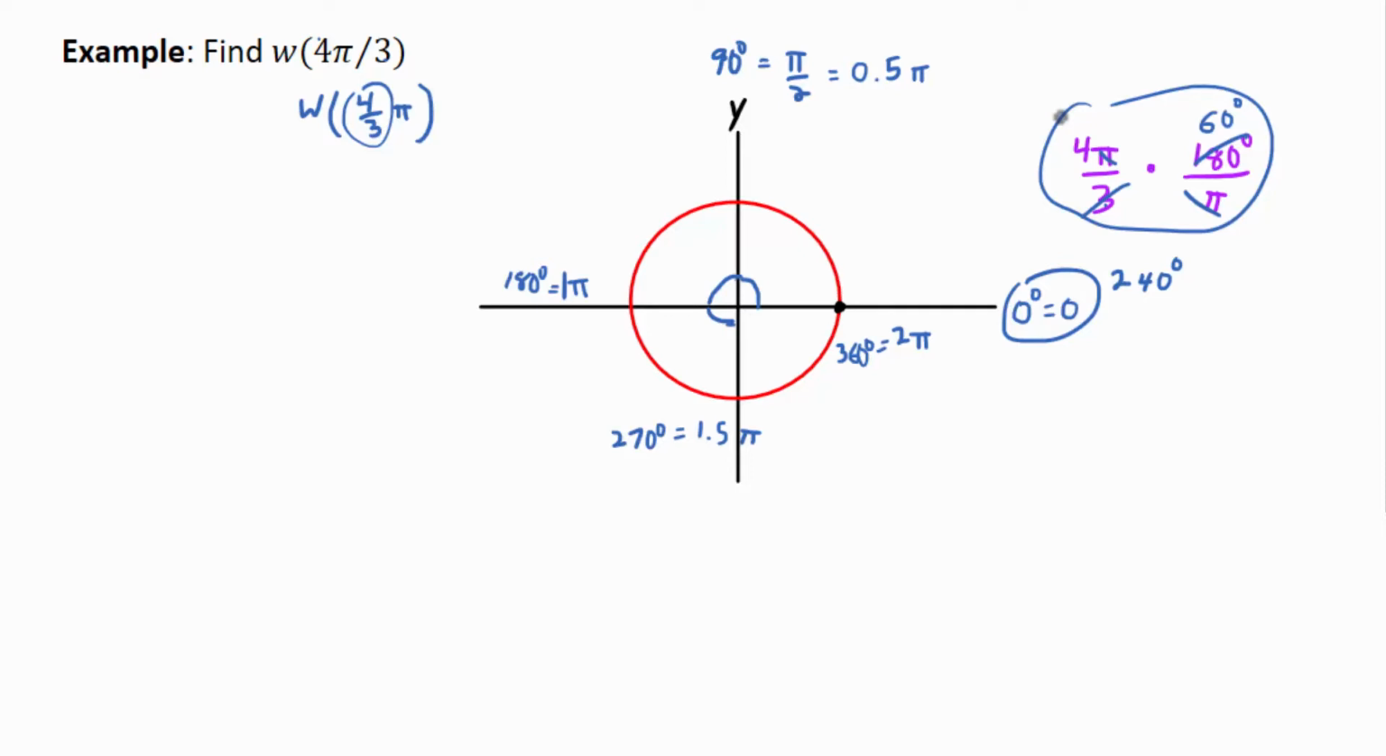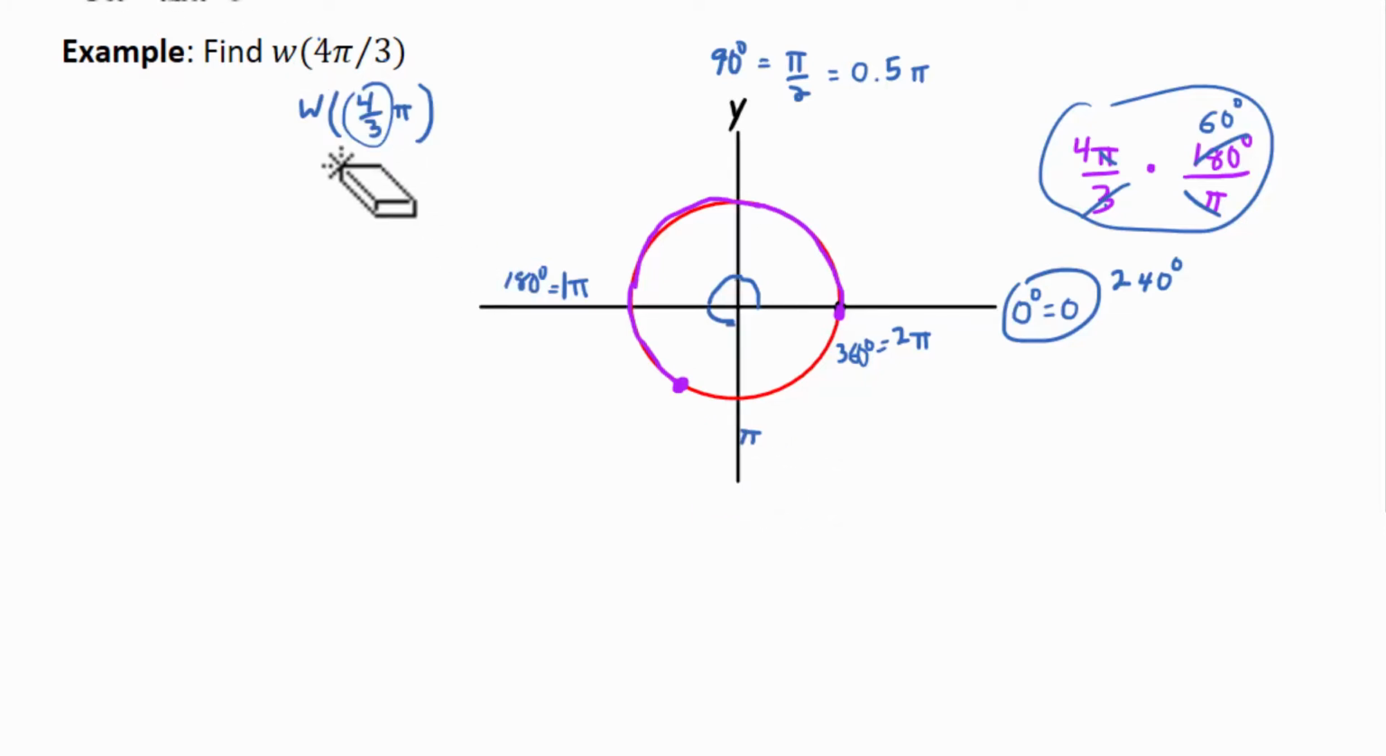Okay, so the reason I want to know which quadrant it's in, remember, is because 4 pi over 3, we can not only think of it as an angle, but as an arc length. And the output of the wrapping function, which is what we're asked to find here, then has to be, its endpoint has to be in the third quadrant, because 4 pi over 3 is going to be a little bit bigger than pi. The input's a little bit bigger than pi. So that's how I know I'm in the third quadrant. But 4/3 is not 1.5, is it?